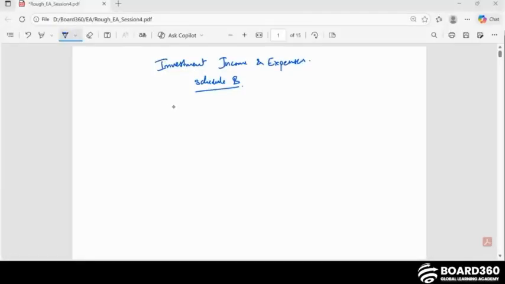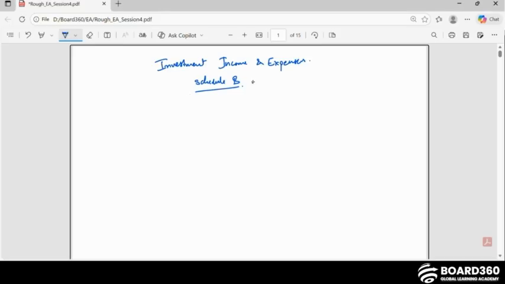Today we will be covering investment income and expense, which is generally shown in Schedule B of Form 1040. So mainly we will be discussing interest income and dividend income.